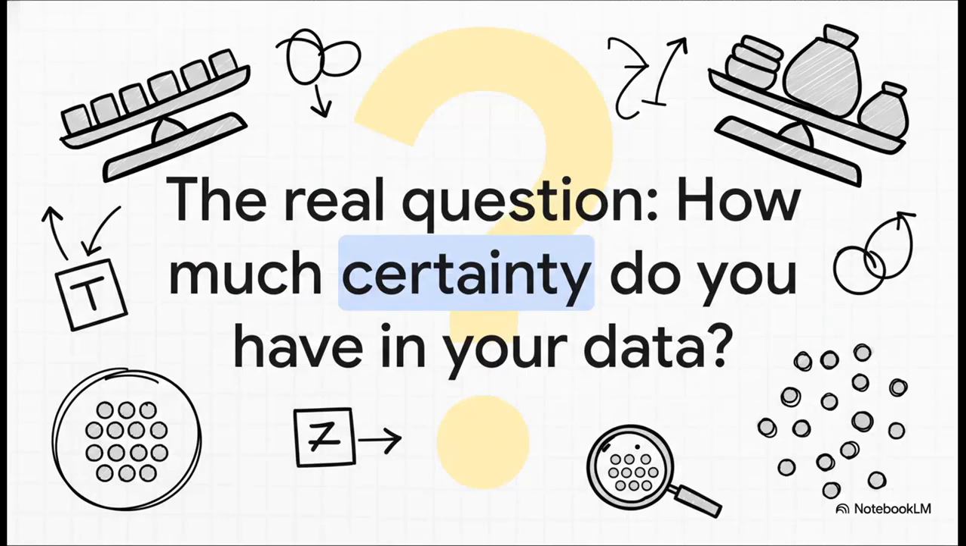So let's end on this thought. That rule of 30 isn't some magic spell. It's just a reflection of uncertainty. It's a guide for when we can start to feel more confident in our data. So the real question to ask yourself isn't just which test should I use, it's how much certainty do I actually have in my data? Because choosing the right tool always starts with honestly answering that question first.